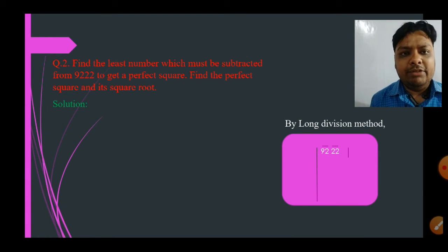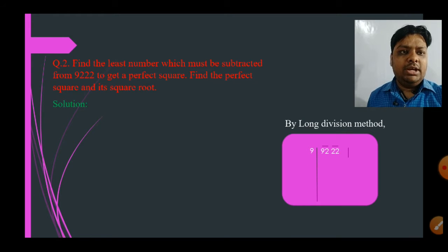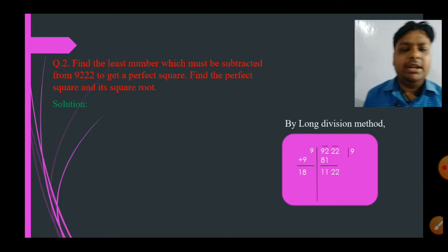Okay, it means up to 9 we will go, start with 0 and up to 9 we will go. So 9 9 is 81, so we will write 9 3 times, 2 in divisor area and 1 in quotient area. Then 9 9 is 81, we will write just below the first period. Okay, then 9 plus 9 is 18 and 92 minus 81 will be what? 11, and then we will note down the second period 22.